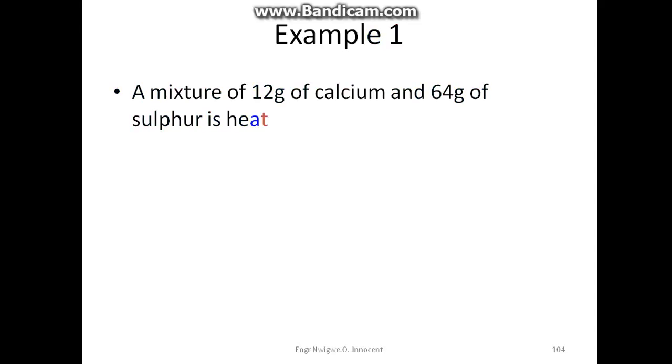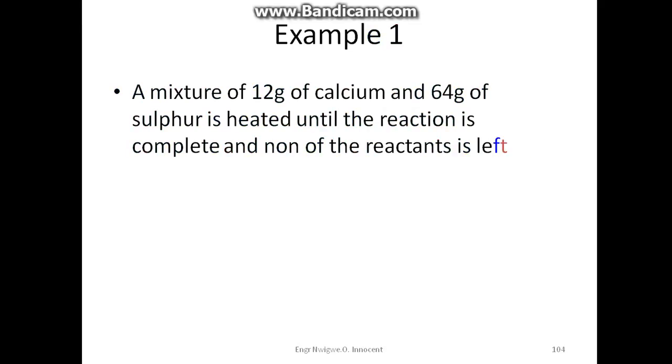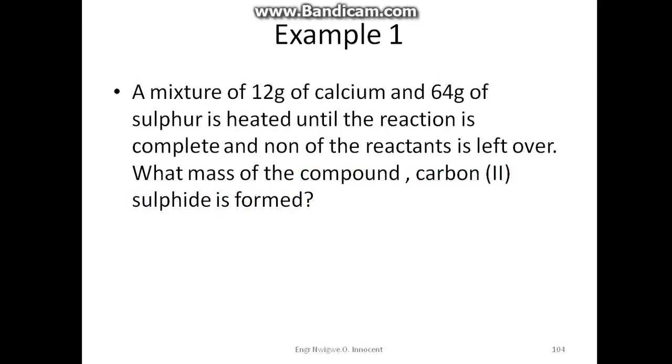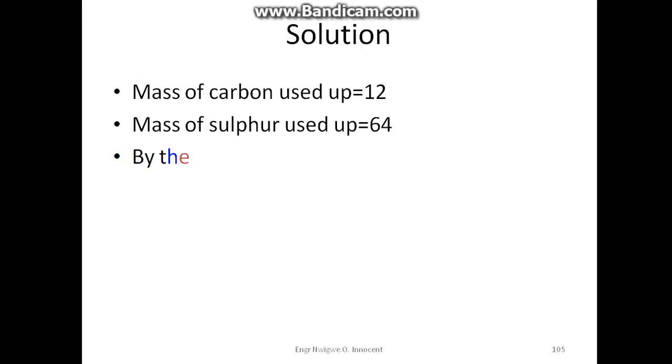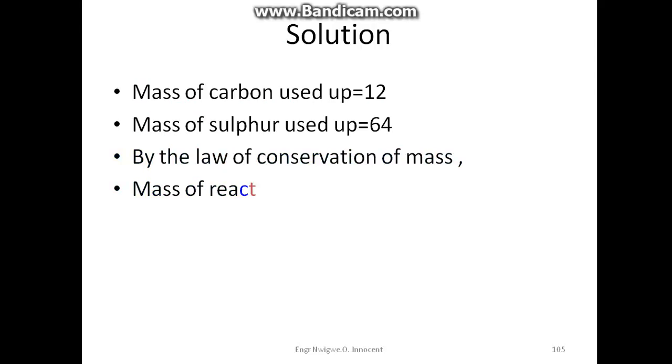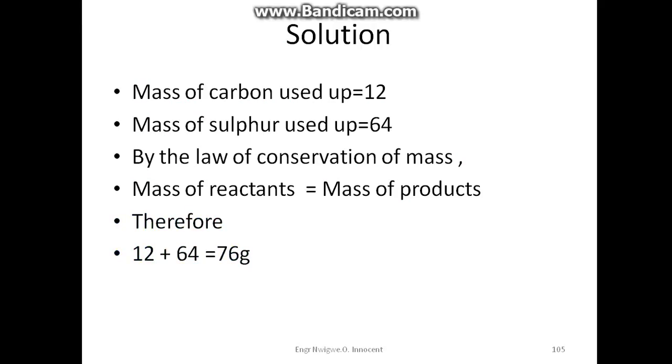Example 1. A mixture of 12 grams of calcium and 64 grams of sulfur is heated until the reaction is complete and none of the reactants is left over. What is the mass of the compound calcium sulfide formed? Solution. Mass of calcium used up is 12. Mass of sulfur used up is 64. By the law of conservation of mass, mass of reactants equals mass of product. Therefore, 12 plus 64 will give us 76.